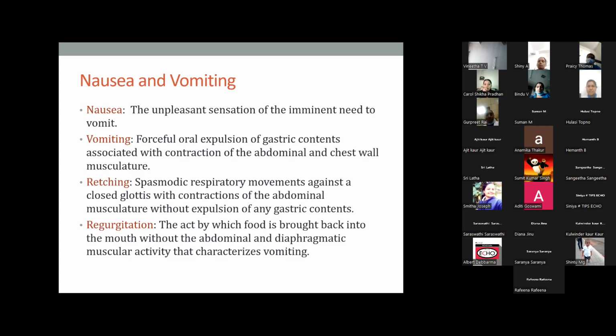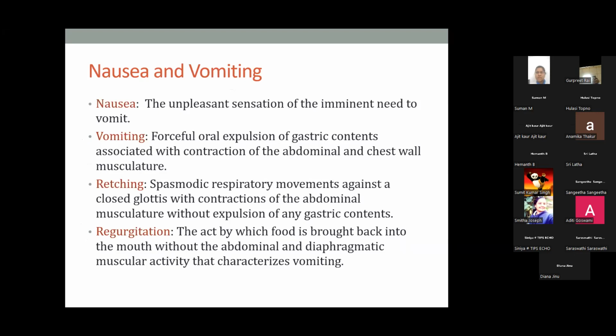Now, what could be the different types of vomiting? Will you be able to classify vomiting based on time? Do you think we will be able to classify vomiting based on time?